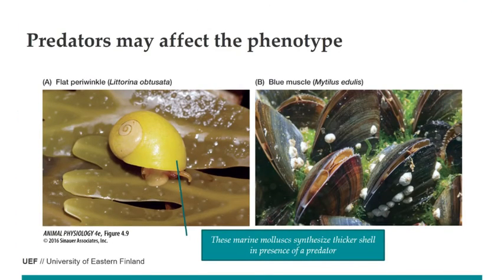Also, predators may affect the phenotype. These two marine mollusks synthesize a thicker shell in the presence of a predator, meaning a crab. The shell is only 10% thicker, but a chemical from the crab starts this synthesis.